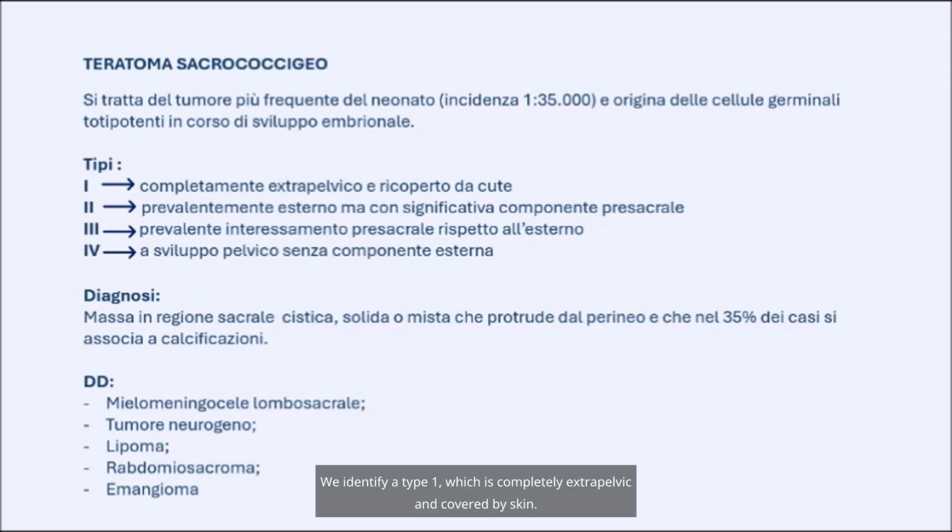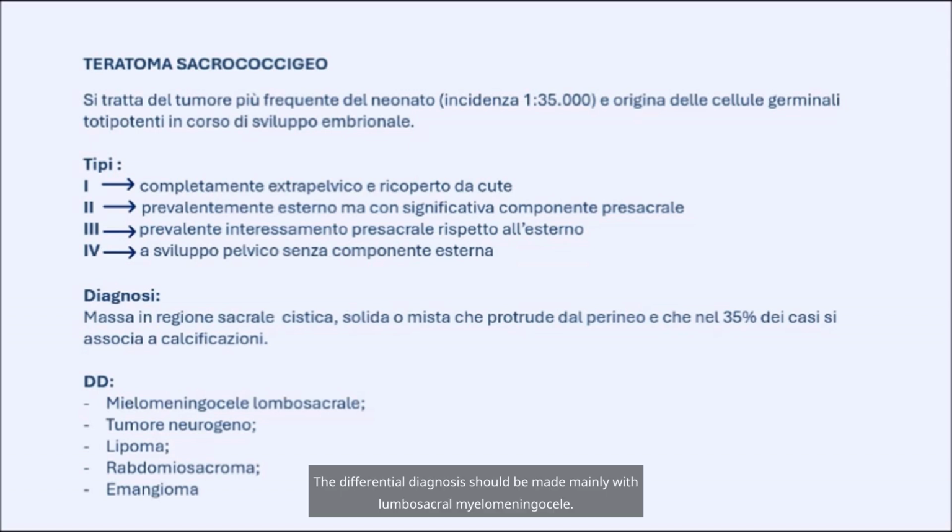We identify a type 1, which is completely extrapelvic and covered by skin, a type 2, which is predominantly extracorporeal but has a presacral component, a type 3, which is mainly presacral, and a type 4, which instead has complete intrapelvic development without any external component. The most common types, in fact, are type 1 and type 2, which account for 80% of cases.